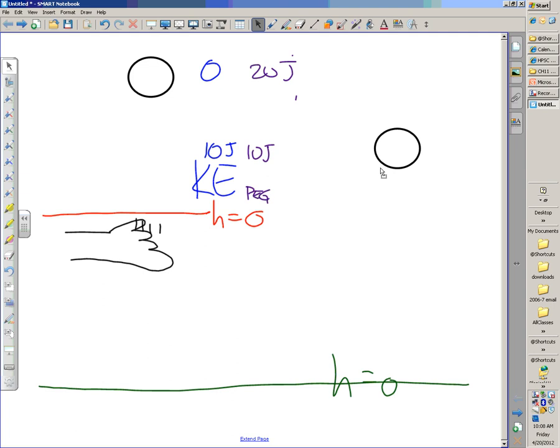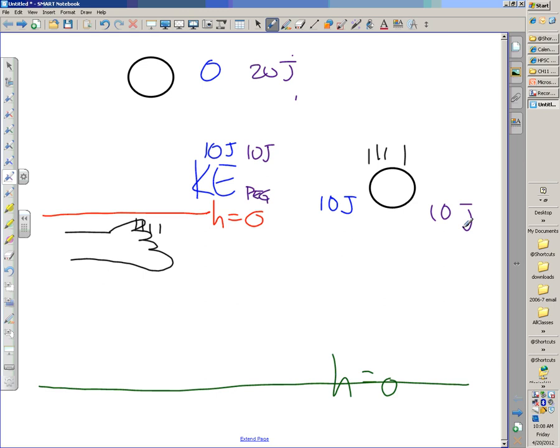But now, as it gets to this point, except now we're going this way, right? When it gets back to this height, where I threw it from, how much kinetic energy is it going to have now? It's going to have 10 joules of kinetic energy. And because of the height it's at, it'll have 10 joules of potential.